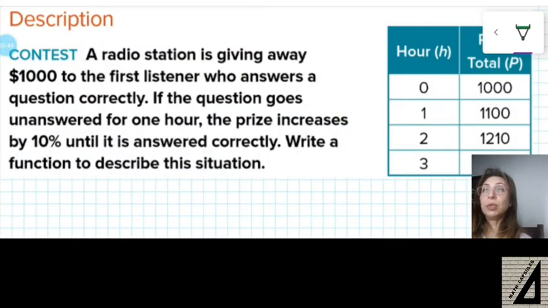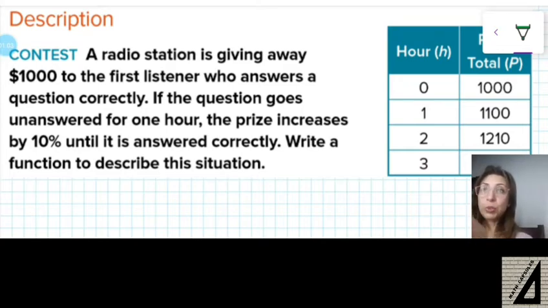The first example, if you are given a description, like: a radio station is giving away $1,000 to the first listener who answers a question correctly. If the question goes unanswered for 1 hour, the prize increases by 10% until it is answered correctly. Write a function to describe this situation.